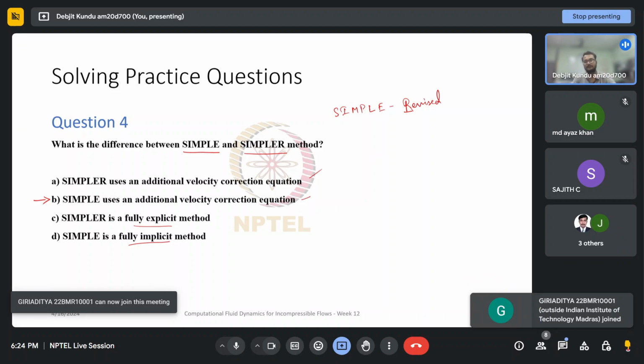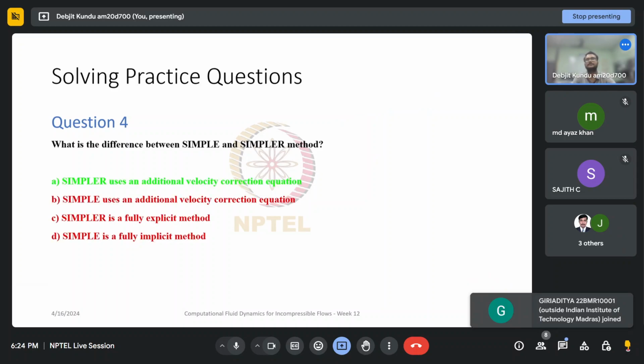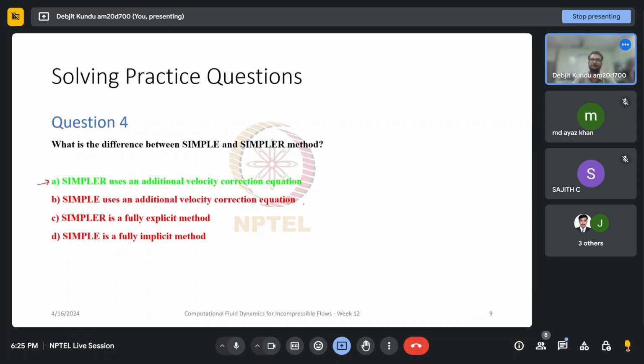Okay, so let's have a look at the solution. It is actually option A. SIMPLER uses an additional velocity correction equation. So in SIMPLE, an initial guess pressure field is assumed, and then we get the pressure correction equation, and then we correct that, and the velocity corrections are related to that pressure correction, and then that is solved in an iterative manner.